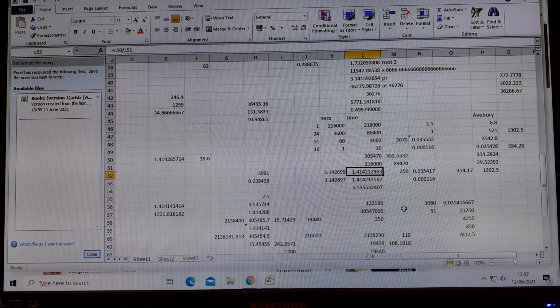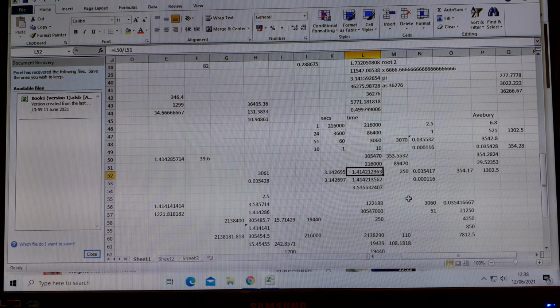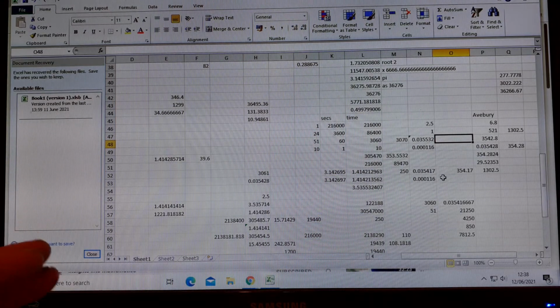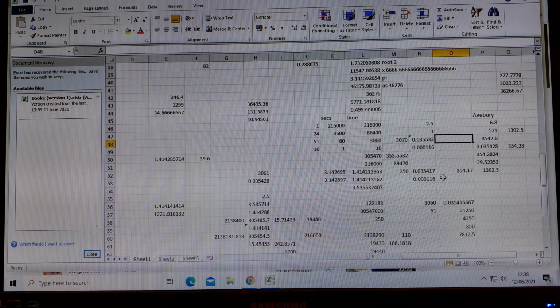And there's so much going on, because if we look at this section of the calculation here, it adds up to 3070. And if we divide 3070 by 86400, we get this number here, 35532. Now, that is very close to a lunar year.